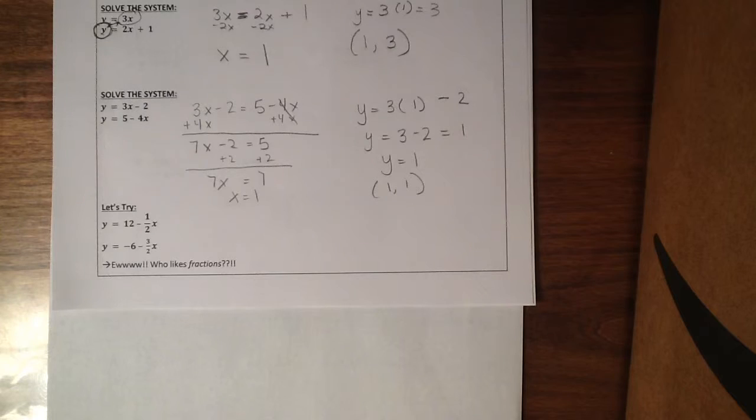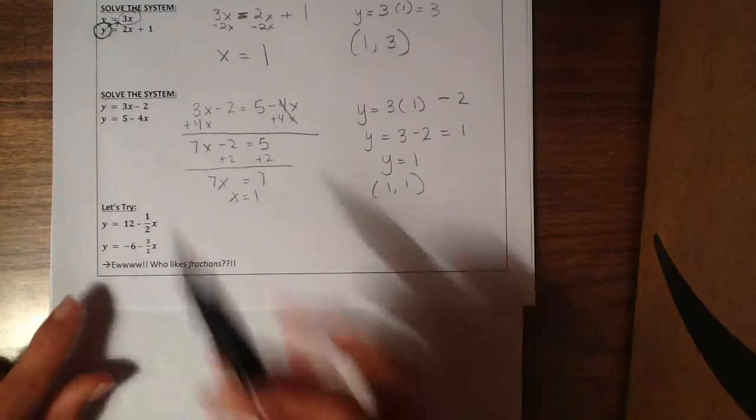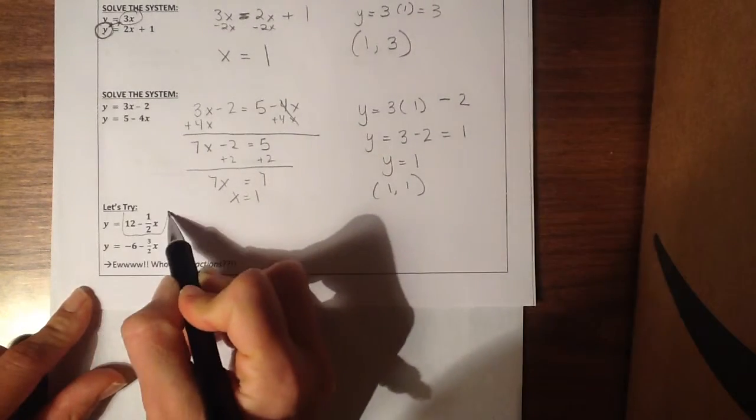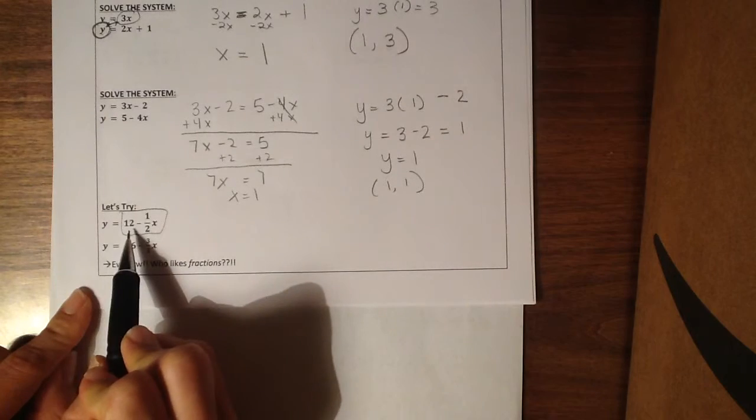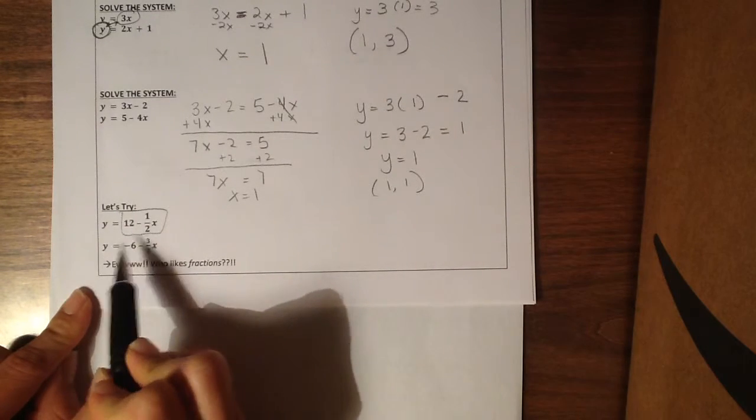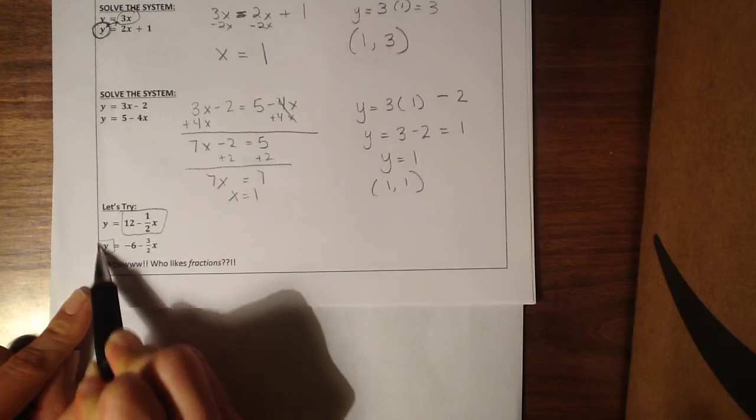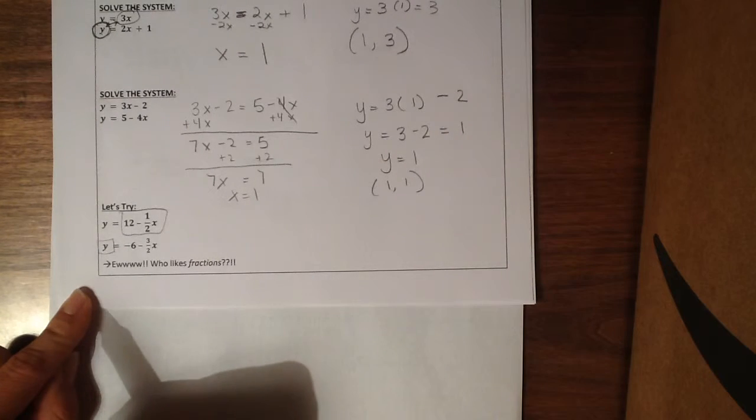Let's try another one. This one becomes a little bit algebraically more complicated simply because there's fractions. But don't worry, the method for solving this system is exactly the same. What I need to do is take this first equation, y equals 12 minus 1/2 x, and I'm going to substitute it for this y in the second equation.